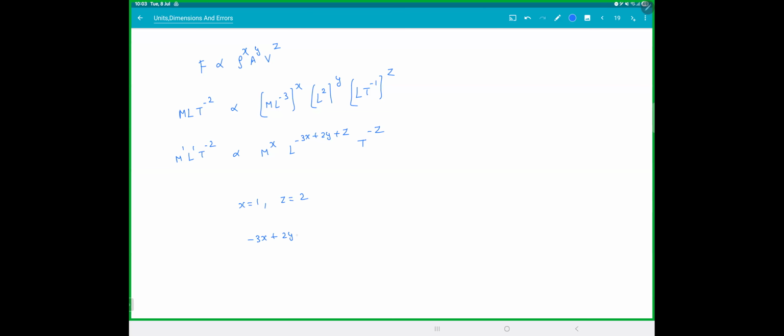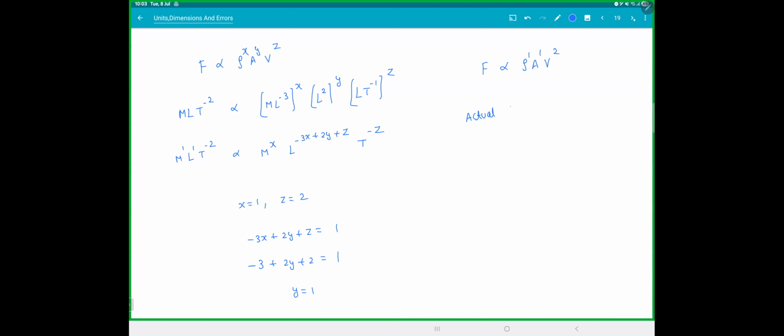and minus 3x plus 2y plus z is equal to 1. Substitute here, x is equal to 1. This is 2y plus 2 is equal to 1. That would be y is equal to 1. So we get force is proportional to rho power 1, A power 1, v power 2.